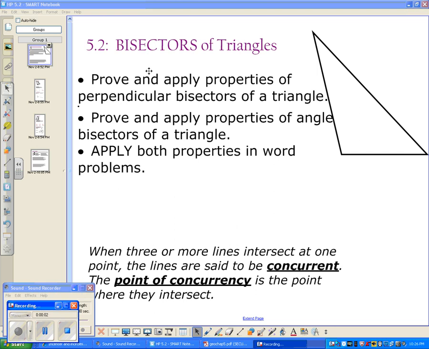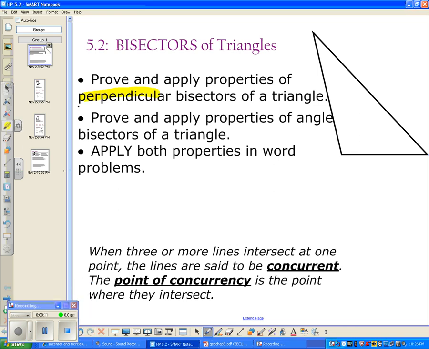All right, 5.2, we're talking about bisectors of triangles today, and we're going to be talking specifically about perpendicular bisectors as well as angle bisectors of a triangle, and then we're going to apply both of those properties into word problems at the end.